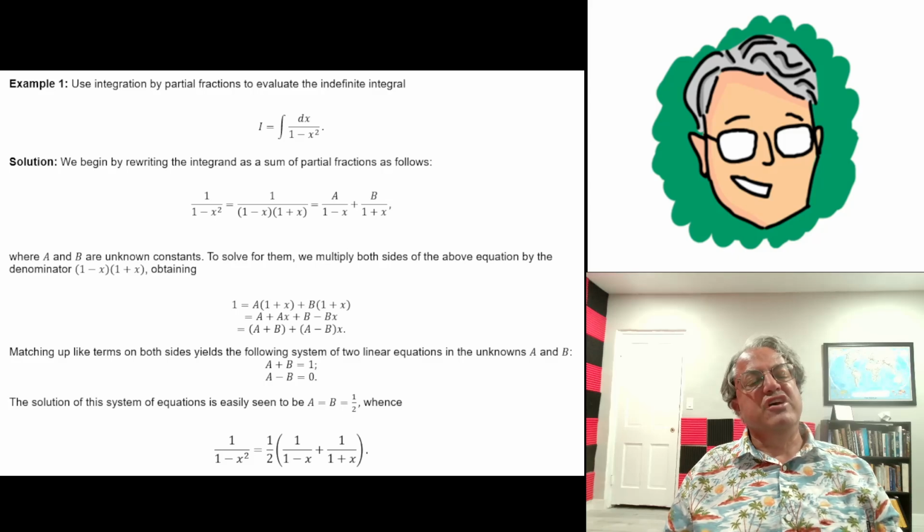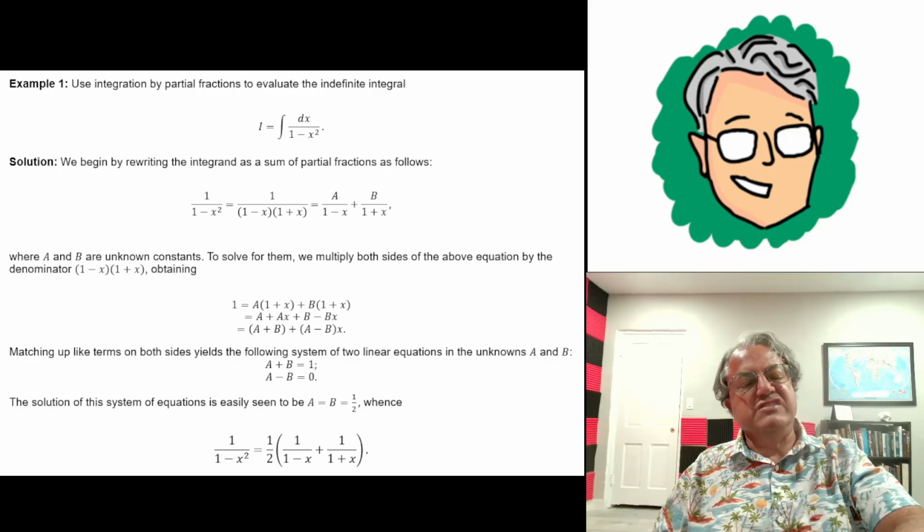And then we just plug that into the first equation. We get 2a equals 1, so a equals 1/2. But since b is equal to a, that means b is also 1/2. So both a and b are equal to 1/2. And when we're done simplifying the 1 over 1 minus x squared, we find this partial fraction expansion is 1/2 times the quantity 1 over 1 minus x plus 1 over 1 plus x.